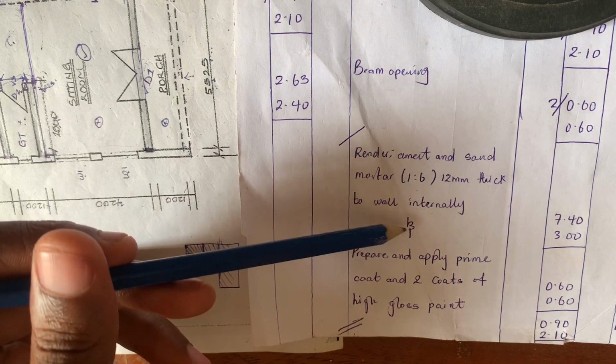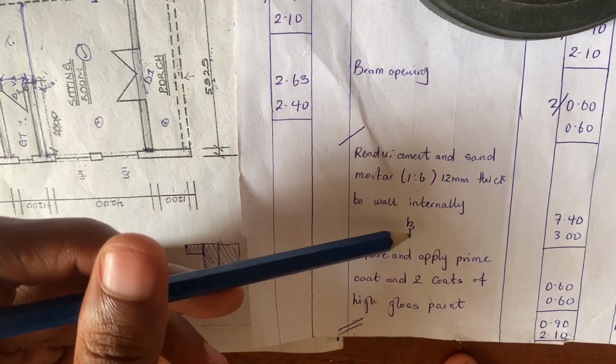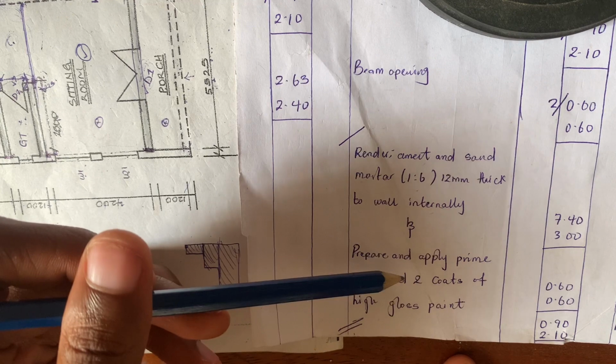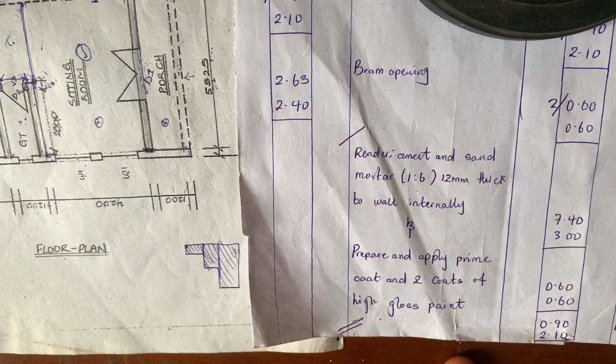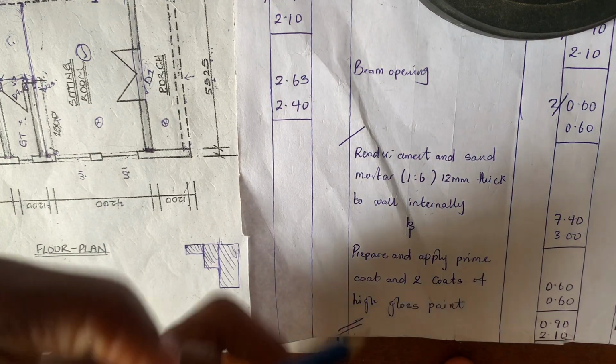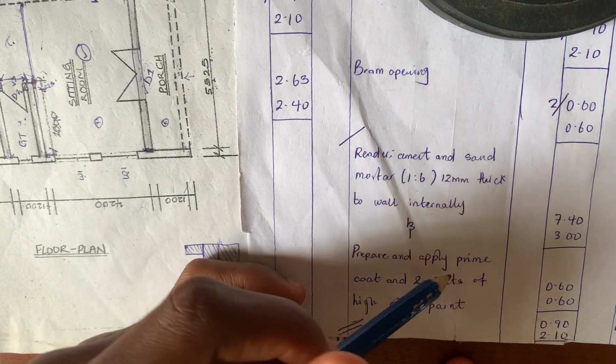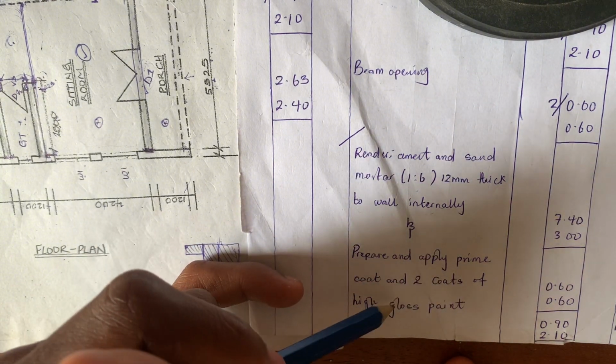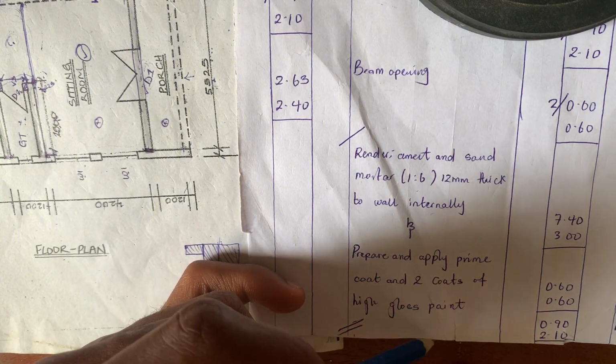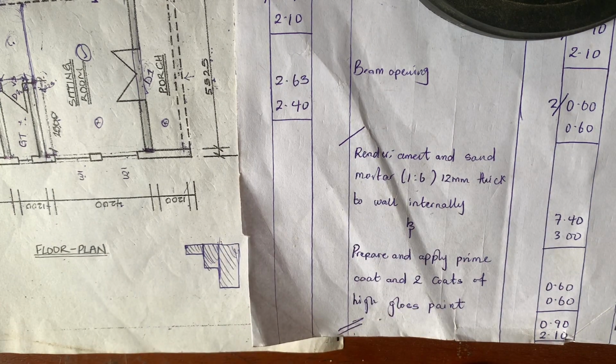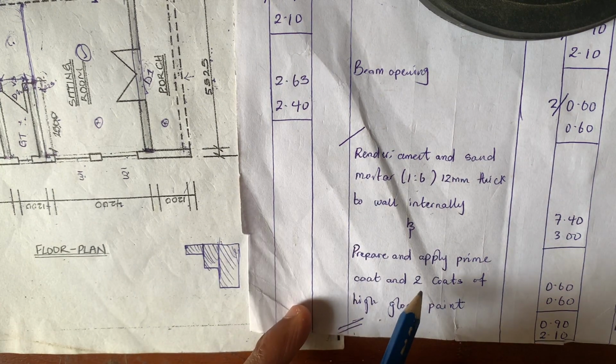And then after plastering, what do you do next? You paint. So you now say and. You are putting this and because the same area which you plastered is the same area which you are going to be painting. So prepare and apply prime coat and 2 coats of high gloss paint. Doing this, you've booked for finishes for wall finishes internally.